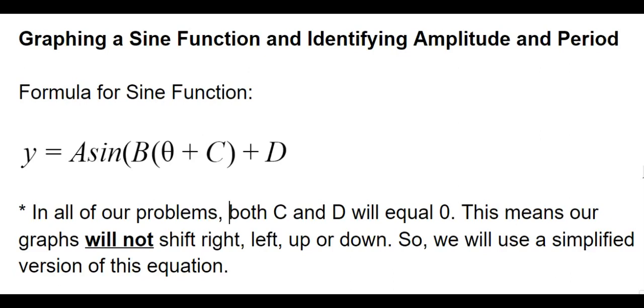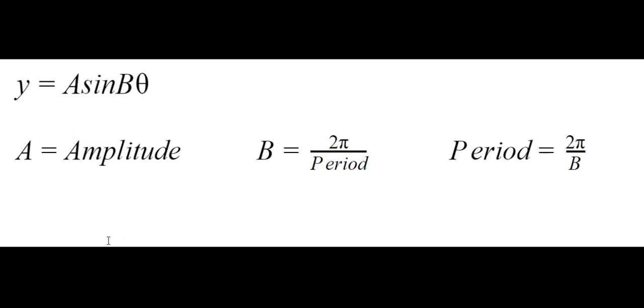So the first thing that I'd like to talk about is our formula for the sine function. Since we are not going to be shifting right, left, up, or down, our C and D values are actually 0 because there's no movement occurring here. And so we're going to use a simplified version of this function, focusing only on the amplitude, and then we'll use our period in order to find the B. So if you want to jot this down, our function will look like this, with just our A and our B being filled in as we determine our equations.